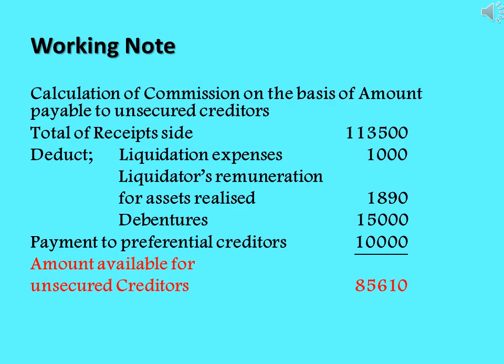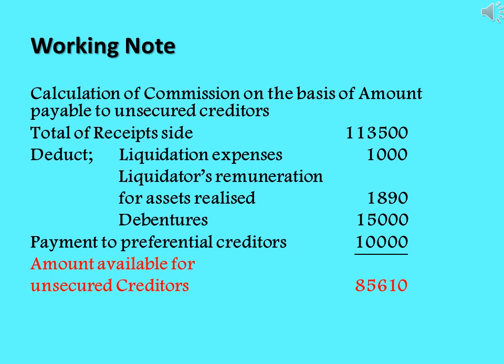Earlier we discussed a working note regarding the calculation of commission on the basis of amount payable to unsecured creditors. This is the working note. Calculation of commission on the basis of amount payable to unsecured creditors. At first we should take into consideration the total of the receipt side. In this statement, the total of the receipt side consists of the amount of assets realized and the amount received from partly paid shares. The total amount is rupees 1,13,500.